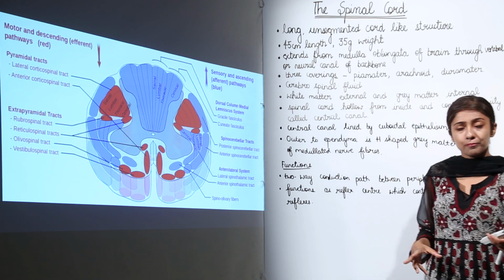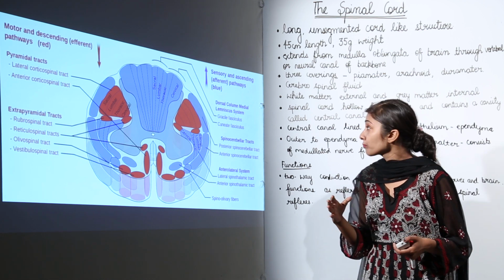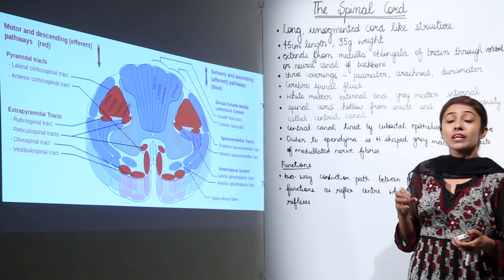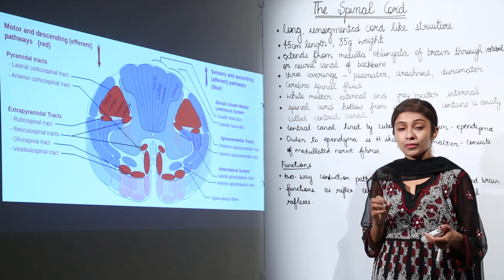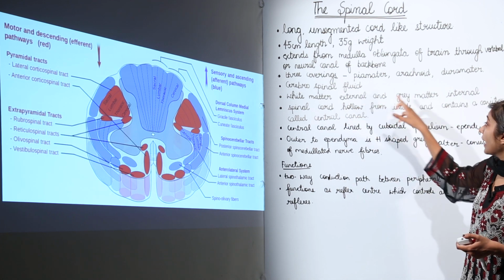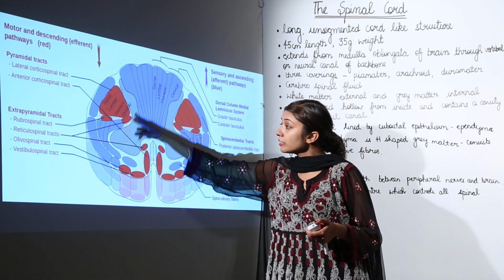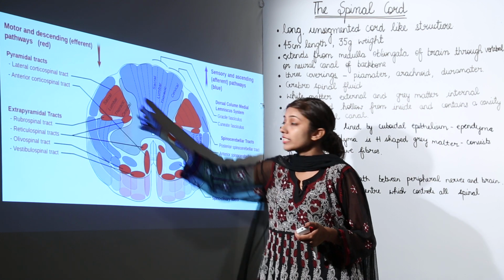Now like the brain, spinal cord also has grey matter and white matter. But the position of the grey matter and white matter is reversed. How? In this case, white matter is external in position and grey matter is internal in position. You can see that this grey matter is internal in position while this is white matter which is external in position.